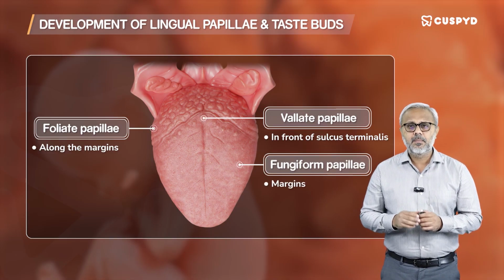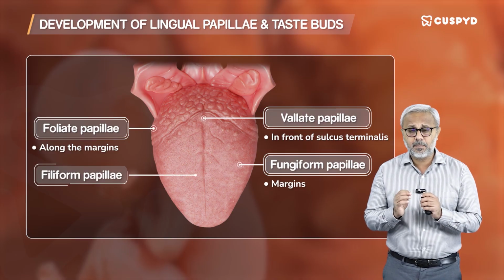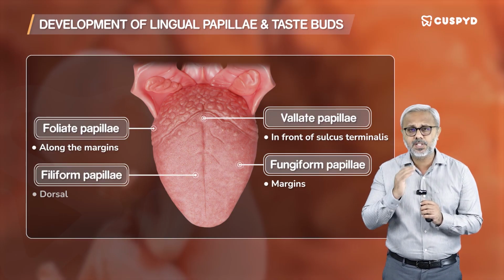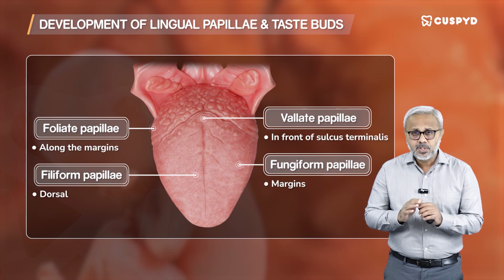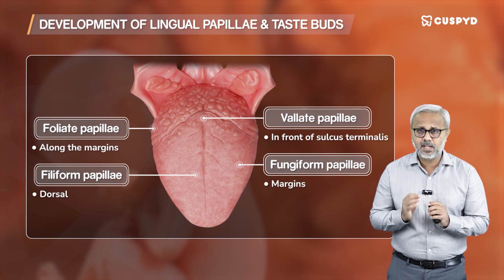By about the 11th to 13th week, we have the development of filiform papillae which cover almost the entire dorsal surface of the tongue. So, this is the timeline in which the development of the lingual papillae occurs.